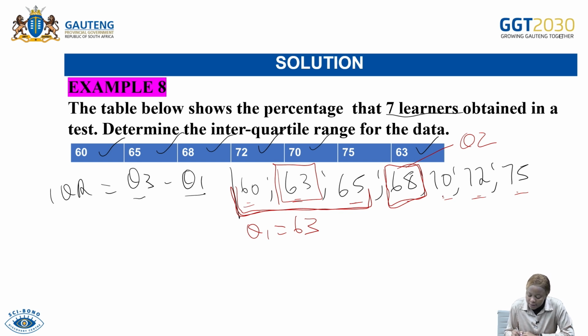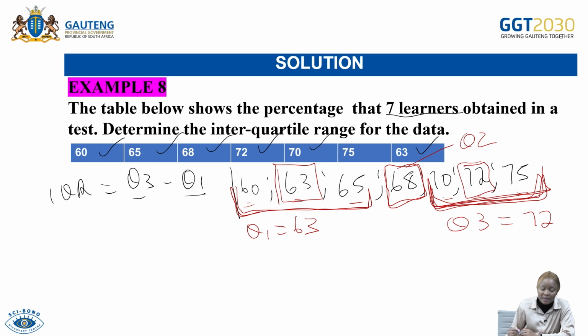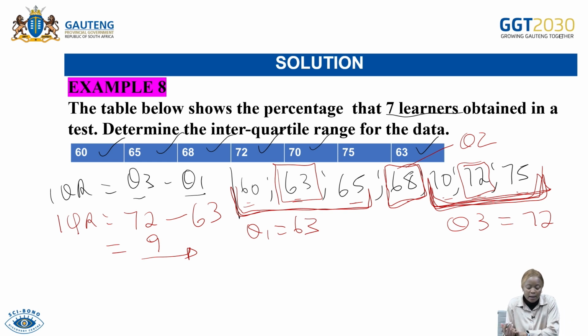And then on this side, the median of the upper half is going to be 72, right? Because 72 is in the middle when you're looking at that data set. So your Q3 is 72. Then from there, we can find our IQR. IQR equals Q3, which is 72, minus our Q1, which is 63. So we have 72 minus 63, and it gives us 9. You see how easy it is? So your IQR is 9.